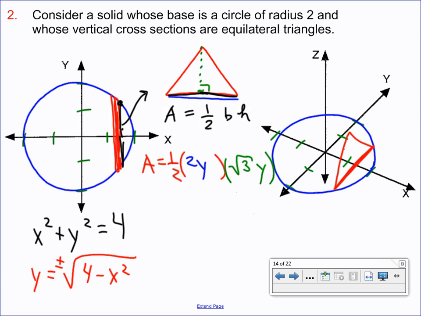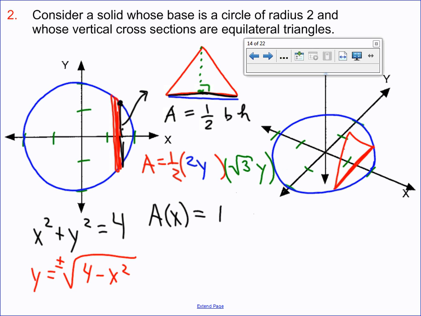So I'm still going to do plus and minus, but we'll just grab the positive ones. Let's go ahead and rewrite my formula now, A of x. Let's do it. So A of x will be given by, ready? 1/2 times 2 times y. What is y? Well, y is my root 4 minus x squared.